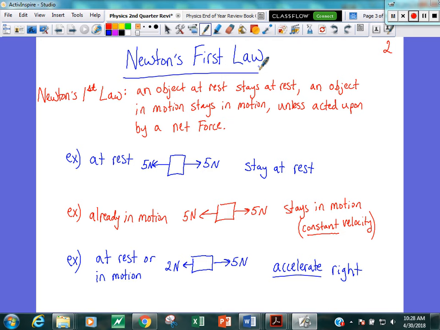Unless it's acted upon by a net force. So an object at rest stays at rest, object in motion stays in motion, unless it's acted upon by a net force. I've got 3 examples that I'd like you to include on this page.